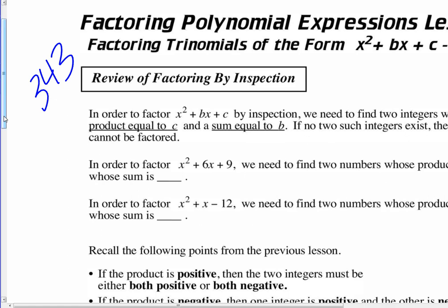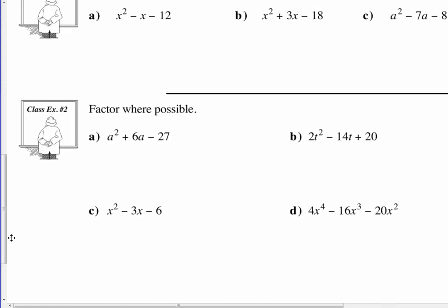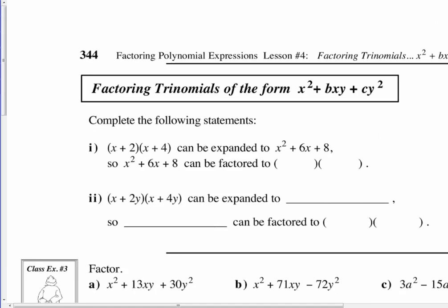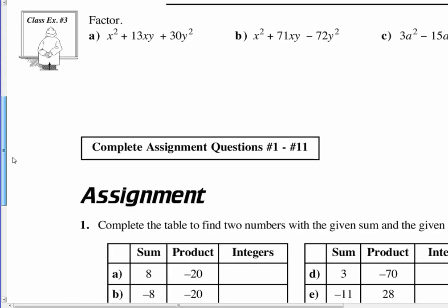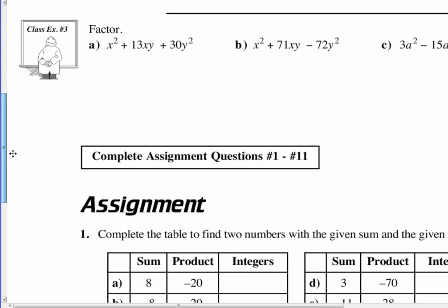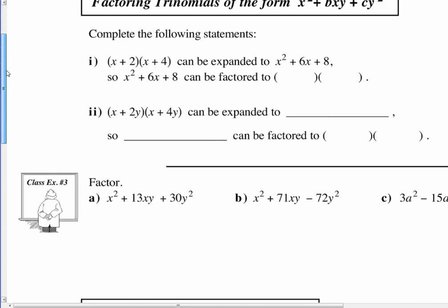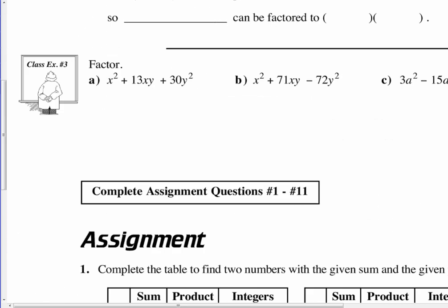Okay, so all of this is all the same thing. The variables are different. What's different is I'd like you to look at page 344, number 3A. Okay, that's all we're going to do.